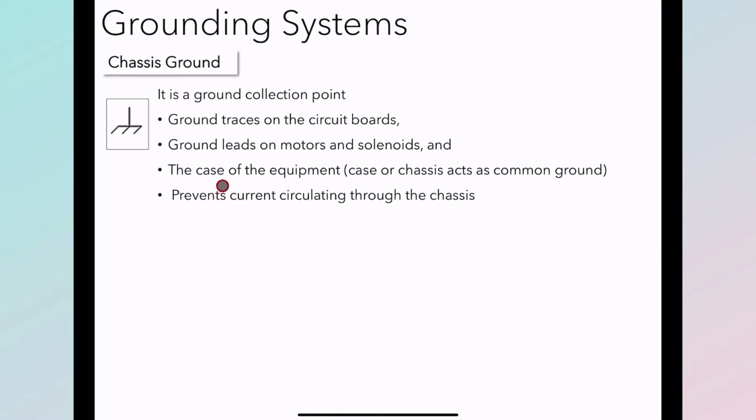And then the case of the equipment, if the case is made of metal, can act as a ground collection point as well. Okay, and it actually prevents current from circulating into the chassis, which can be caused even by static charges, and can also cause a mild shock upon touching it, if there is an accumulation of that.